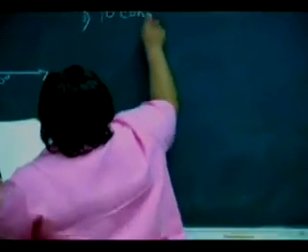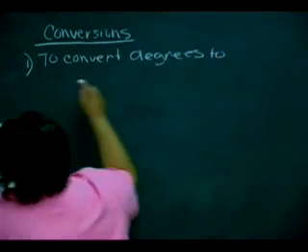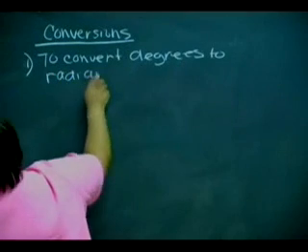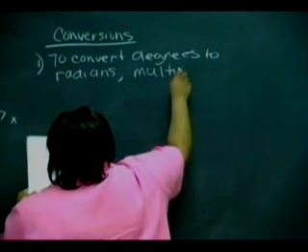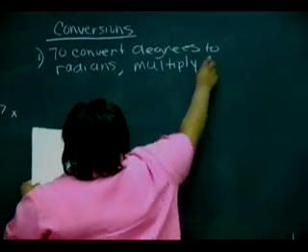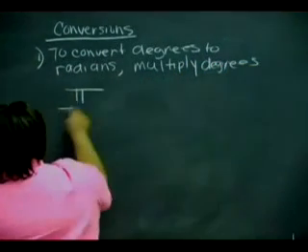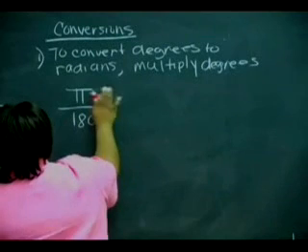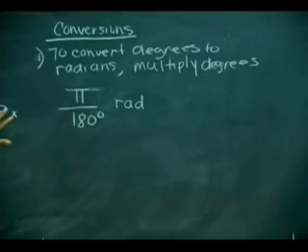So to convert degrees to radians, we're going to multiply the degrees by pi radians over 180 degrees. So whatever the degrees is, we're going to attach pi radians over 180 degrees, simplify it, and we will have our radian measure.